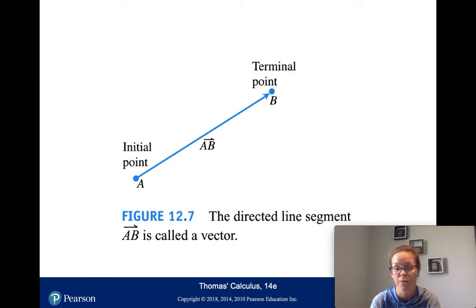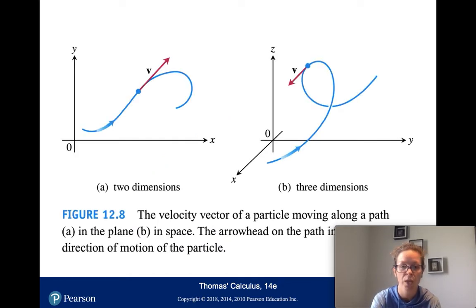These are commonly used in physics to represent forces and other concepts like velocity. So we could have a two-dimensional vector, but we could also have a three-dimensional vector where we're talking about a particle moving through space. Two-dimensional would just be moving through a plane.